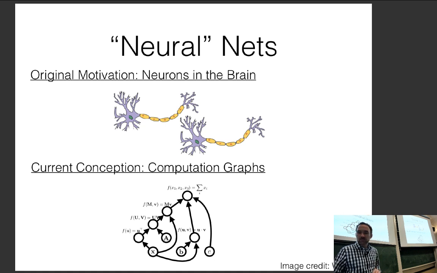But nonetheless, the basic idea is that neurons in the brain have a lot of synapses, and the synapses outgoing from one neuron would be incoming to another neuron. And it's basically a function that takes in a lot of inputs, combines them together in some way, and generates an output. And that's similar to the conception we have in computation graphs.